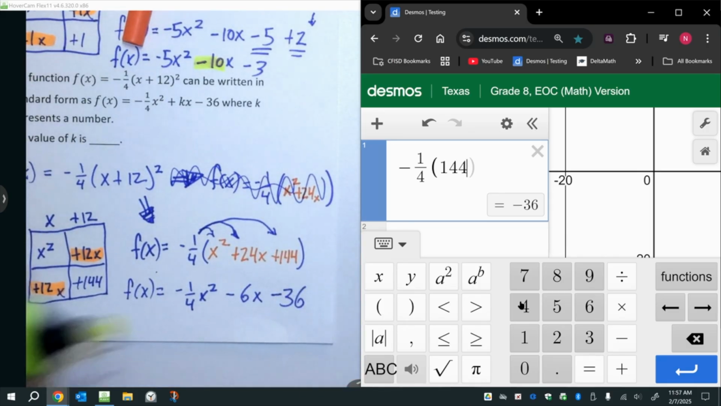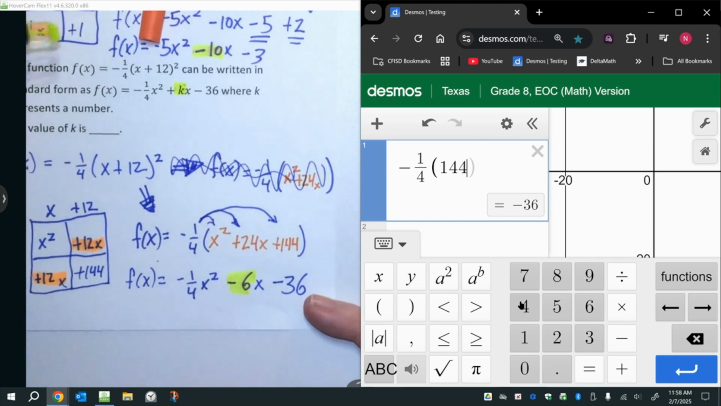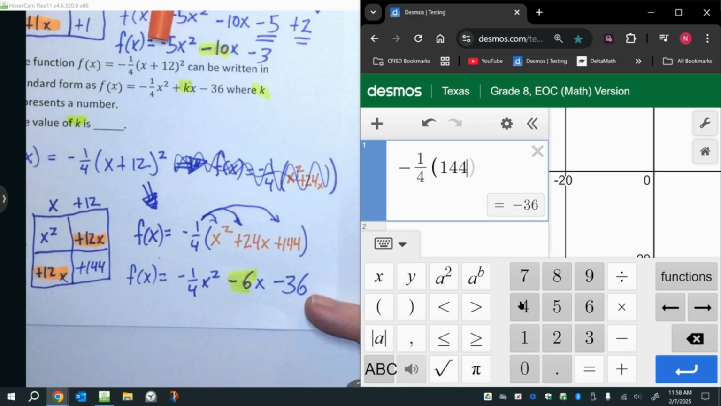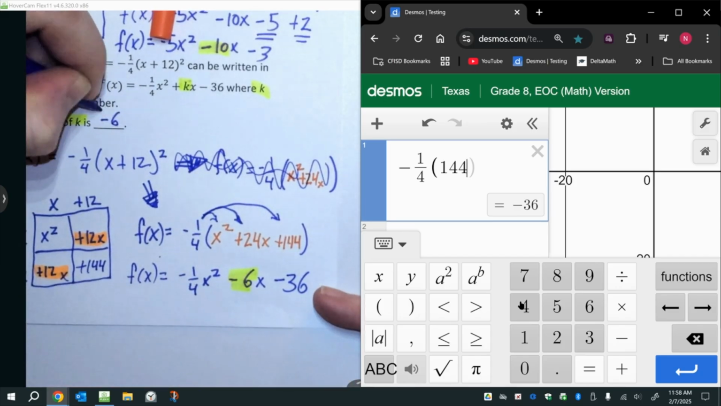And my final answer is going to be whatever this value is, right? Because we have that piece, we have that piece. We want to know what k is, and k is just -6.